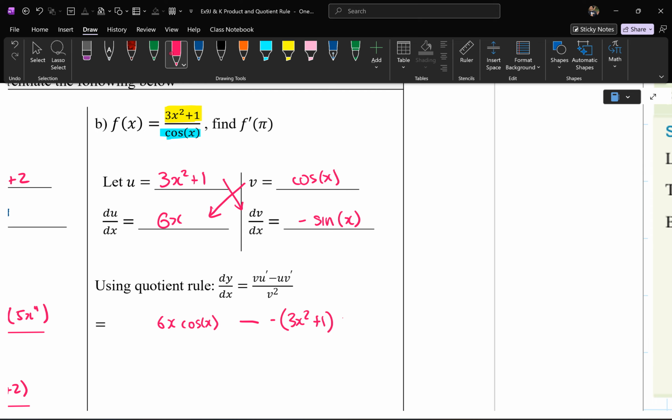Oh, so we should be careful there. So negative sine of x there. Technically, double negatives will become positive, which I'll do later. And you divide all of that over v squared. So it should be cos of x, and if you prefer, you can use square brackets squared.